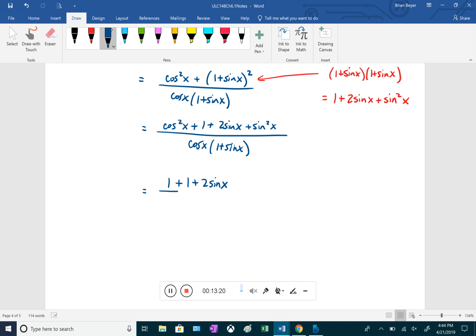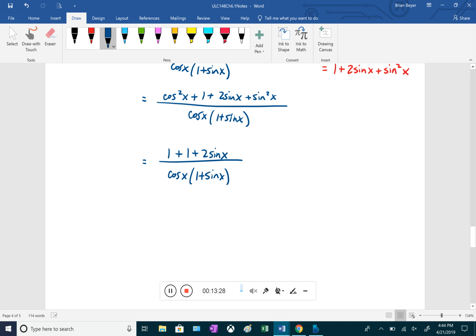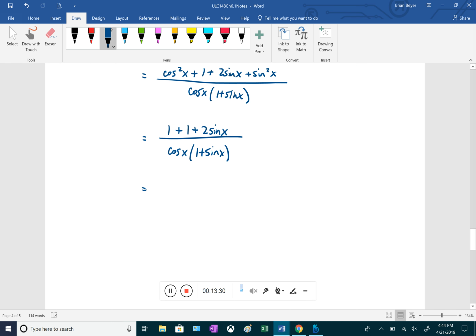So that was the Pythagorean identity. Divided by cosine x over 1 plus sine x. And we can combine the 1 plus 1, it's just 2. 2 plus 2 sine x. And there's pretty much just one more step here.